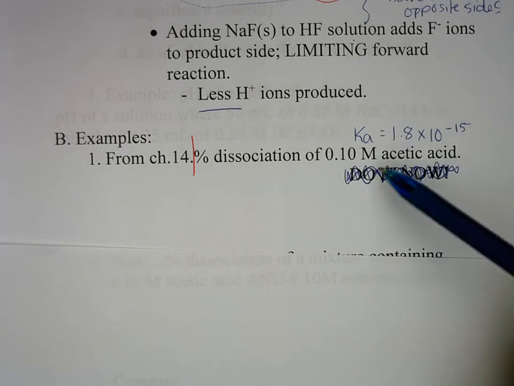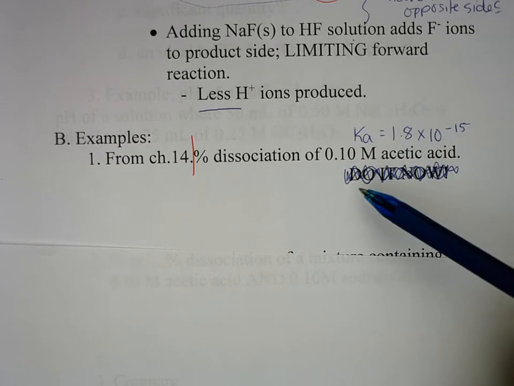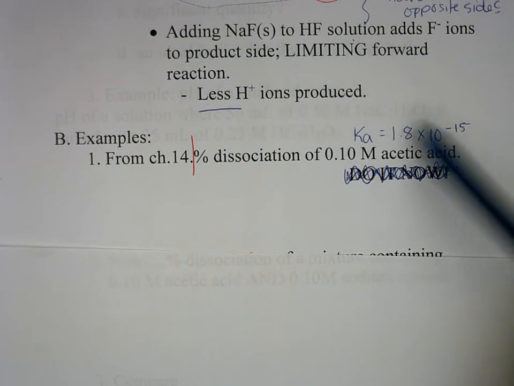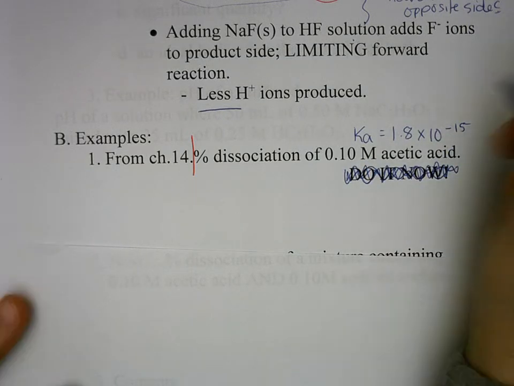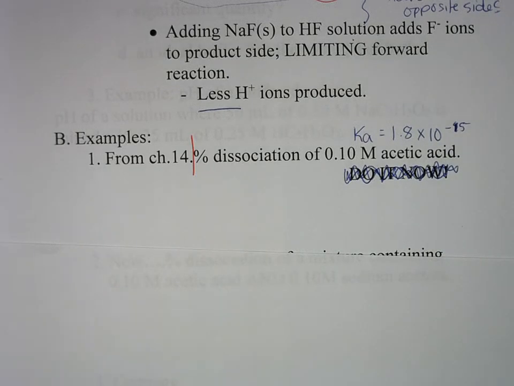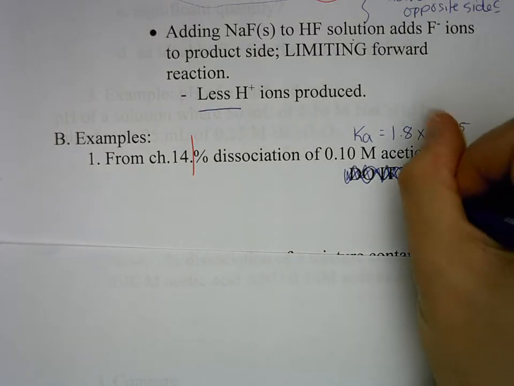Basically, we're not going to write all this down because we talked about it in chapter 14, but you would have x squared over 0.1 minus x equals 1.8 times 10 to the negative 5. Then you would solve for x, and x is the hydrogen ion concentration, and you can figure out percent ionization from that. The percent ionization of 0.1 molar acetic acid is 1.3%.